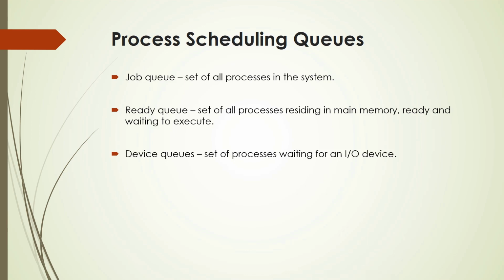Third, the device queue, the set of processes waiting for an input output operation or input output devices. The processes migrate from one queue to another. For example, a process may move from the job queue to the ready queue, then to the device queue, or from the ready queue to the device queue and back to the ready queue, and so on.